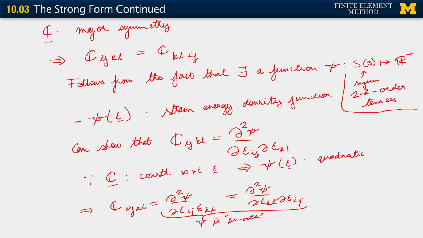If psi is smooth enough, we can interchange the order of derivatives with respect to epsilon_ij and epsilon_kl. But then, if you look at the third member of this equation, by definition it is just C_klij, and what we've called our major symmetry has just been proven. So the fact that C has major symmetry follows from the existence of the strain energy density function.